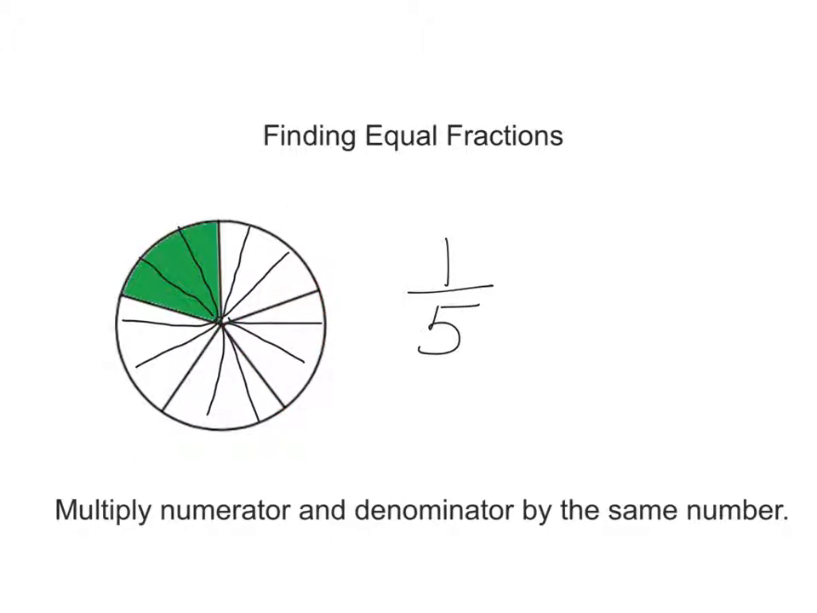So I took my original numerator of 1 and I tripled the amount. And I took each denominator section and tripled that. And again, this is following our rule. Multiply the numerator and denominator by the same number. As long as we show our work like this, we will always find another equal fraction.